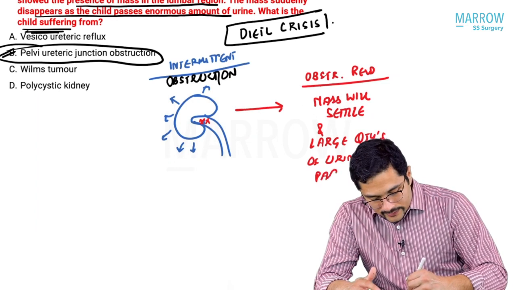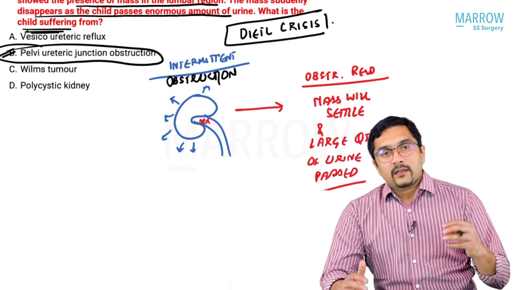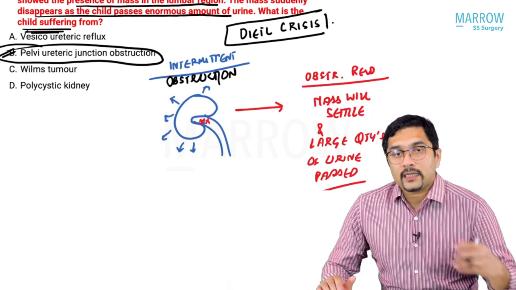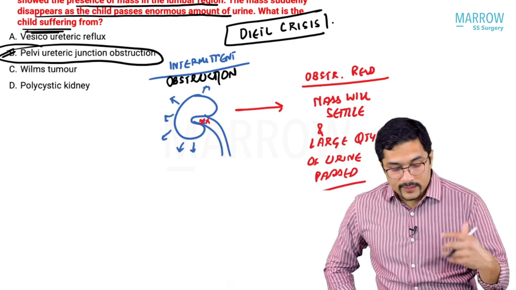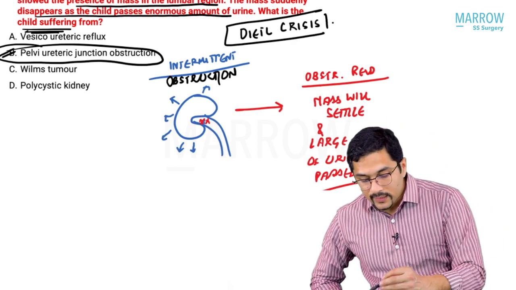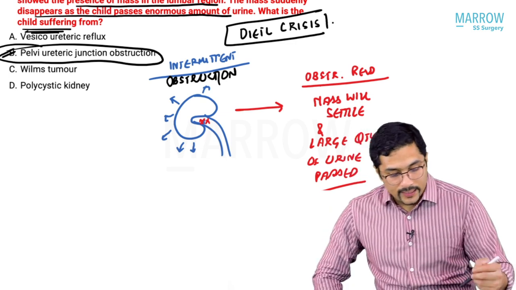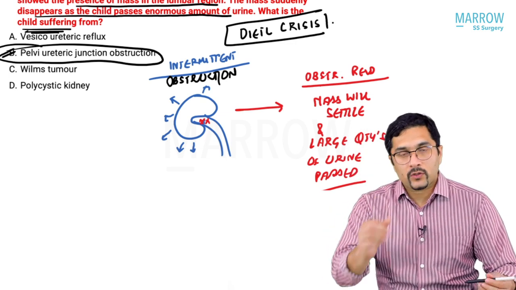So, as it settles, the loin mass will settle and large quantities of urine will pass. This is typically known as Dietl's crisis, which is seen in hydronephrosis and in patients with pelviureteric junction obstruction.